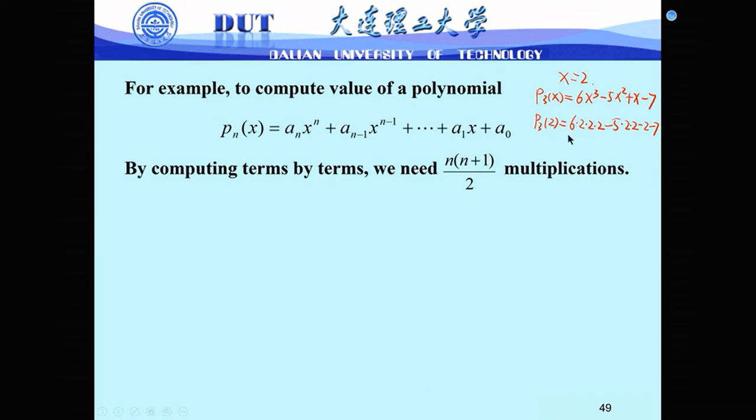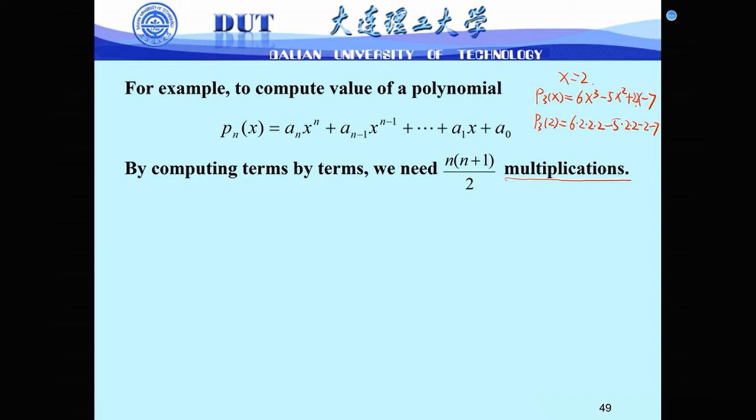Okay, now let's count how many operations there are. Just consider multiplications, how many multiplications we need. Now you see for the cubic term, we have three 2's, right? 1, 2, 3, we need 3 multiplications for this term. For this term, we have 1 and 2 multiplications, right?